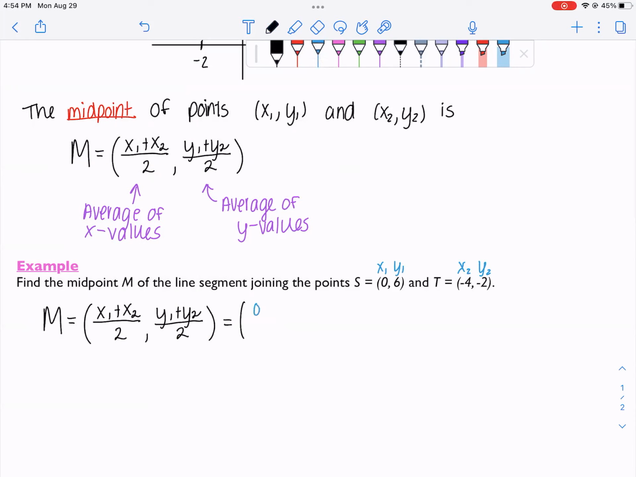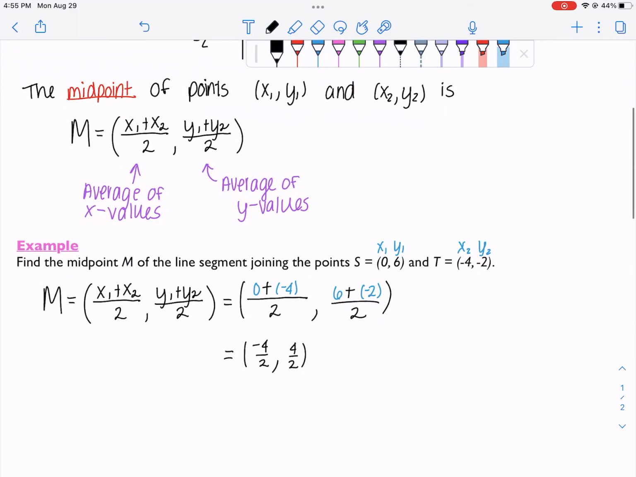x1 is 0, plus x2 is negative 4, all over 2, comma, y1 is 6, plus y2 is negative 2, all divided by 2. 0 plus negative 4 is negative 4 over 2. 6 plus negative 2 is 4, divided by 2. Simplifying, we get (-2, 2). That is our midpoint.